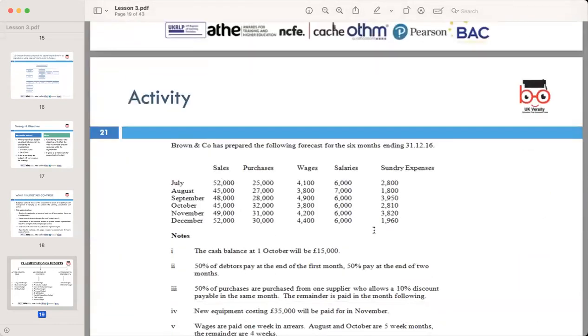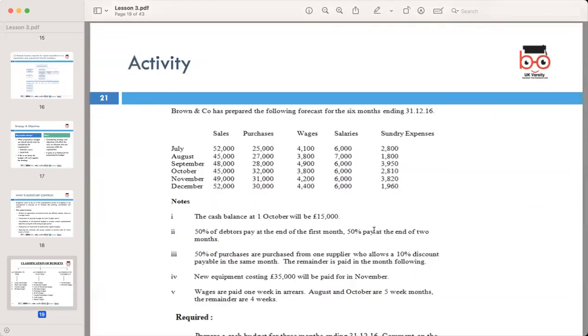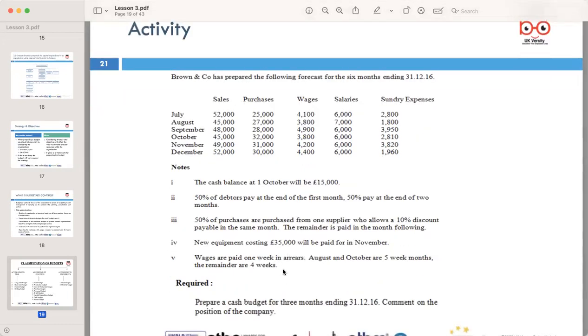So here is the activity. You can go through and check the sales, purchases, wages, salaries, and sundry expenses. The cash balance at 1st October will be £15,000. Then the opening balance is £15,000, then 50% of debtors pay at the end of the first month, 50% at the end of 2 months. These are provisions. So purchases are from one supplier who allows a 10% discount. Then new equipment costing £35,000. It buys the assets, so wages are paid, expenses, arrears, again provisions.